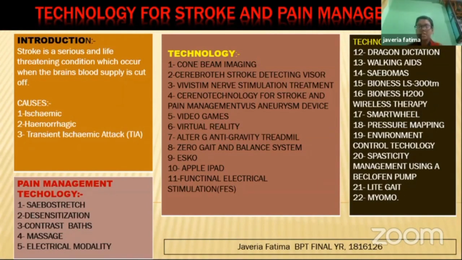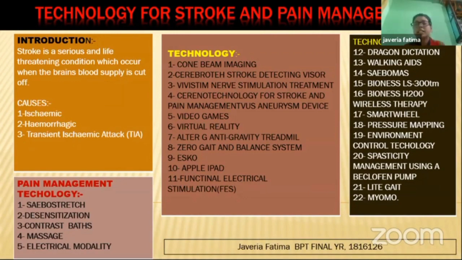which we can treat with the baclofen pump. It is used for the treatment of spasticity. Then light gait, it is used like a gait cane or something like a harness, so that the patient can practice gait clearance and also for gait purposes mainly.